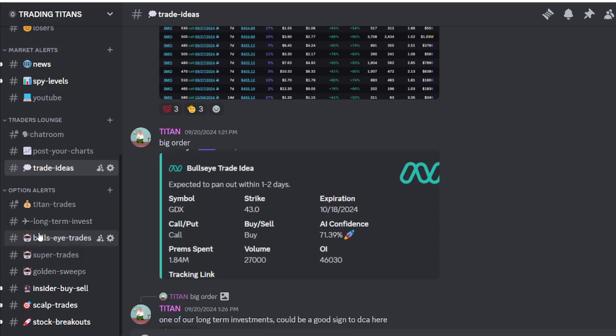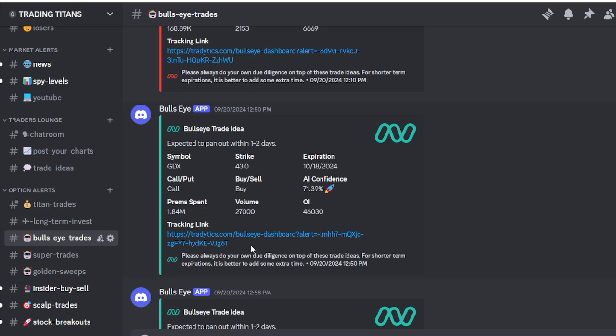Okay. Now, the one thing I want to make clear here is that a lot of traders tend to forget to read the bottom of this, right? So it says, please always do your own due diligence on top of these trade ideas. For shorter term expiration, it is better to add some extra time. Sorry, I don't have my glasses, so this is very small. So just in case someone's like, man, this guy can't read.